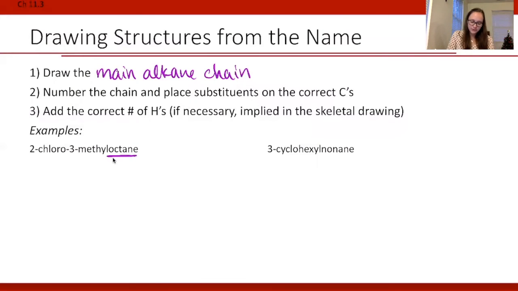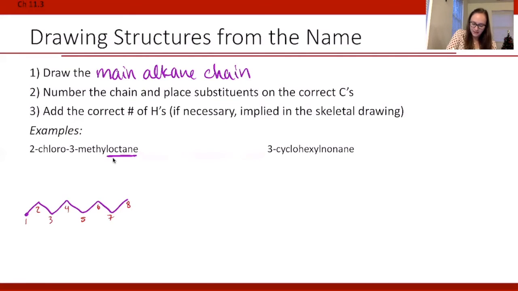So let's try our first one here. We have 2-chloro, 3-methyl octane. Octane is our main chain, so I'm going to draw an octane chain. 1, 2, 3, 4, 5, 6, 7, 8. I always like to double check myself and number. Okay, cool. We have 8 carbons here.